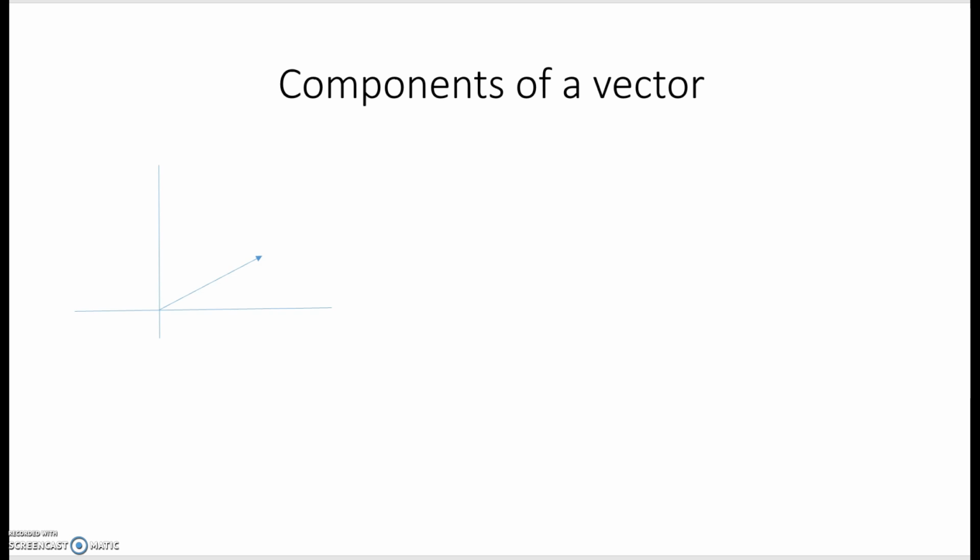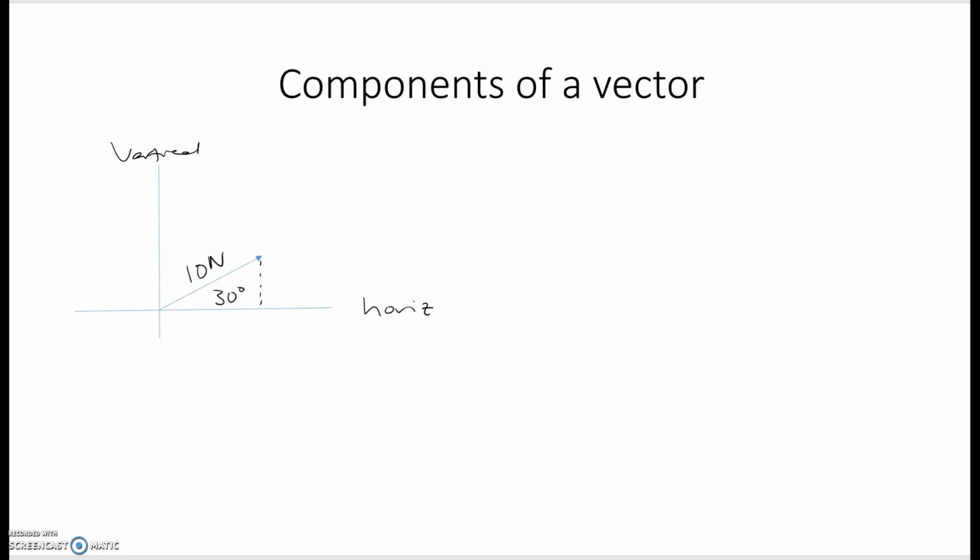Any vector can be broken down into two vectors at right angles to each other, and we talk about these as being the components of that first vector. Suppose we've got here a mathematical example where we've got 30 degrees and this is 10 newtons, and we need to find the two components.